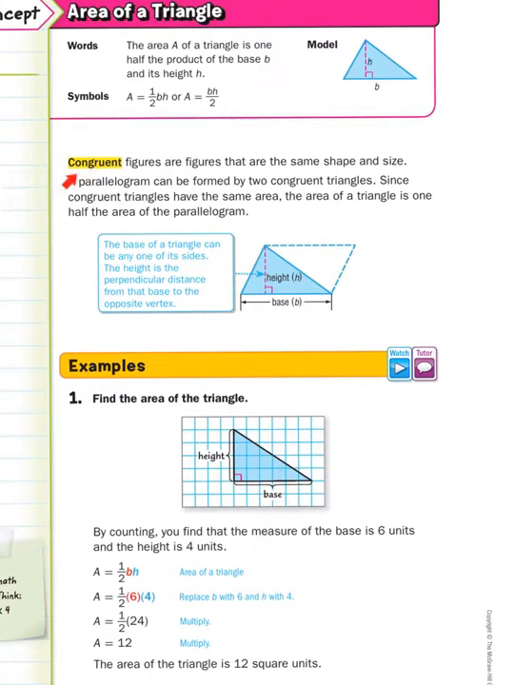Before we start, this word here, congruent. Congruent figures are figures that are the same shape and size. So congruent means equal, but it's a word that we use in geometry. So if two shapes are the same shape, same size, even if they're turned different directions, they are congruent or equal.